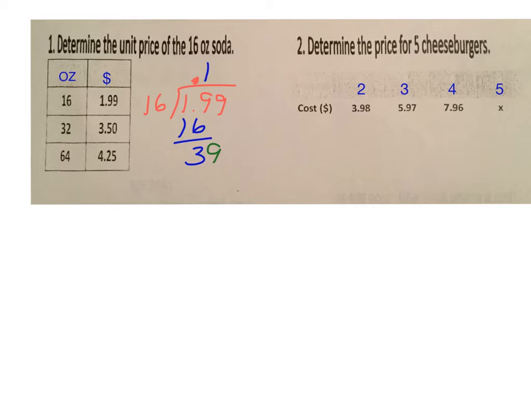16 goes into 39 two times. That is a 32. And your remainder is 7. And you could go ahead and add another 0. Now use your knowledge that you already know and recognize that if 2 of them are 32, then 4 of them would be 64 and a remainder of 6. So you can stop there because we are involving money, and money will only go to the first 2 digits.